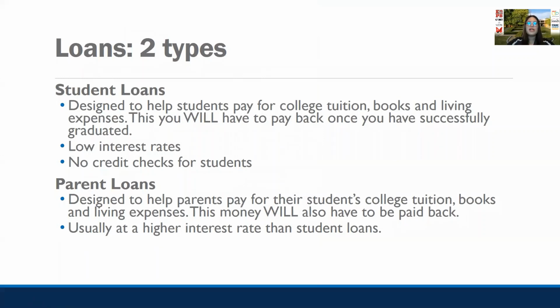Moving on, we're going to start with the type of financial aid that is not gift aid. Loans are a type of financial aid that will have to be repaid, and there are two different types, starting with student loans and parent loans. So student loans are designed to help the student pay for college, for their books and living expenses. This is at a low interest rate, and there's no credit check for the student.